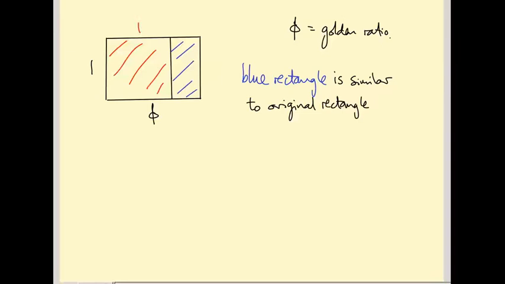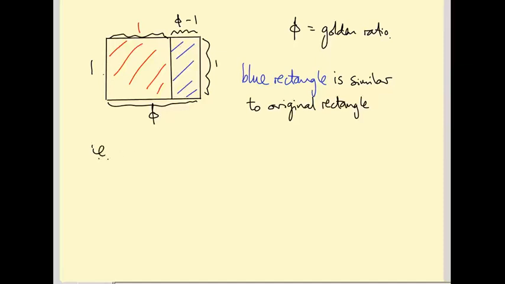So let's try and figure out the dimensions of this blue rectangle. Well, it has height 1 and it has side length phi minus 1. That's what's left after you cut out this square. And for this to be similar to the original rectangle, the ratio of the sides should be the same. So the ratio of the long side to the short side, or of the short side to the long side, should be the same. So let's do short side to long side.